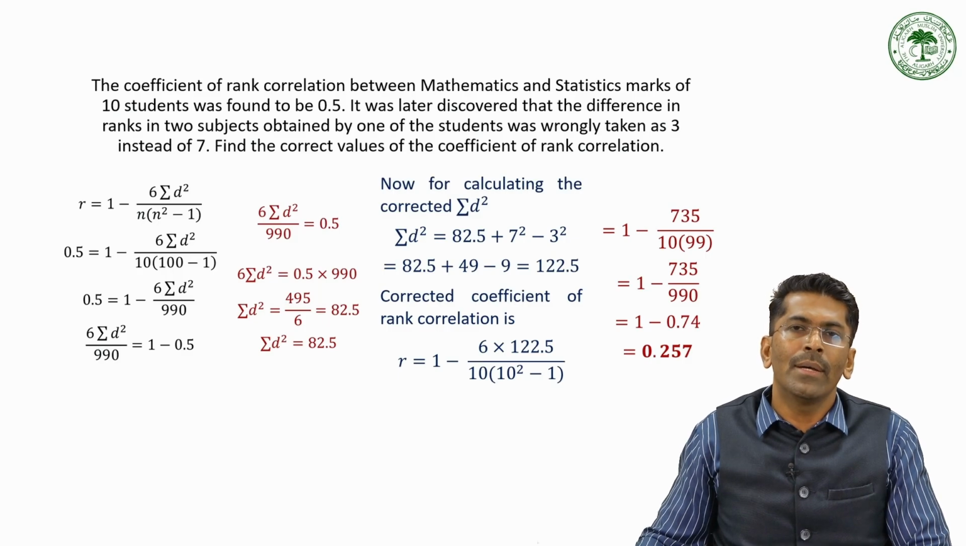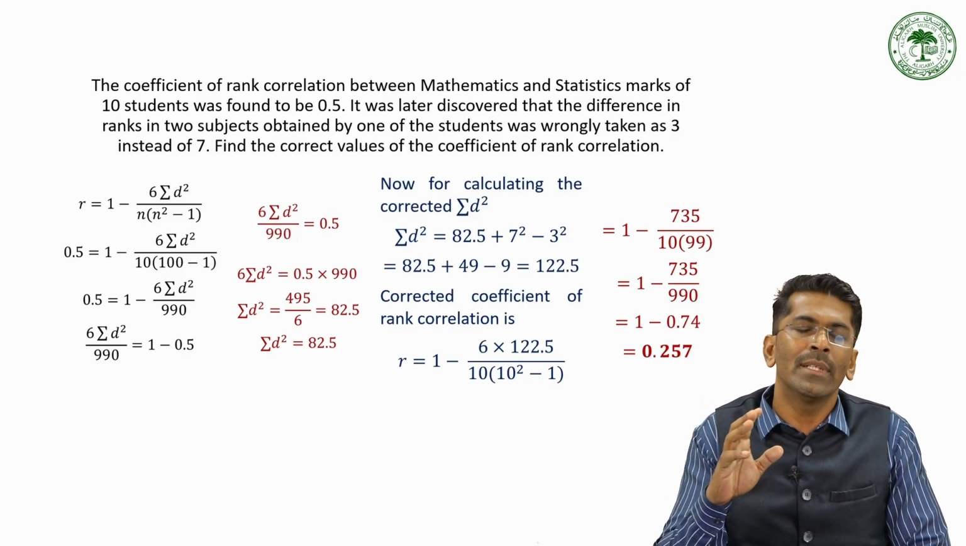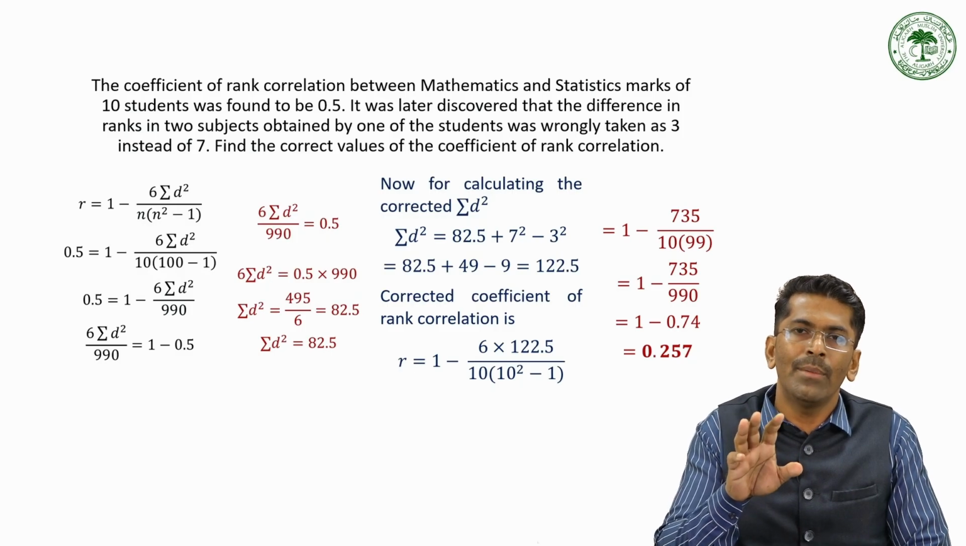So this 0.257 is nearer to 0, which means there exists a positive relationship, but at the same time, the positive relationship is weak.